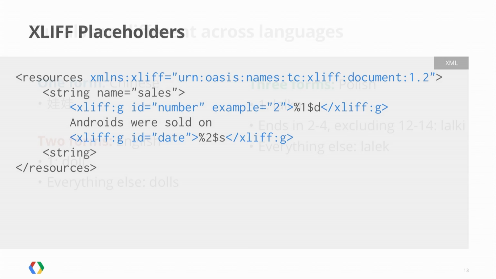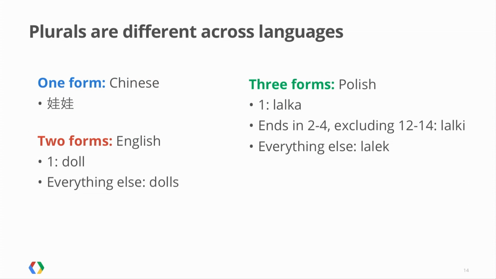Let's take a look. So fortunately, plurals vary across different languages, and there's no one-to-one mapping of plural rules across languages. Here's a few examples. In Chinese, plurals all exist in one form, and the word doll translates into wawa, no matter what the quantity is. In English, as we all know, there's 2 forms: doll for one, and for everything else, dolls. In Polish, there's 3 forms. The word doll translates into lalka if there's 1. It translates into lalki if it's a number that ends in 2 to 4, but excludes 12 to 14. And it translates into lalek for everything else.